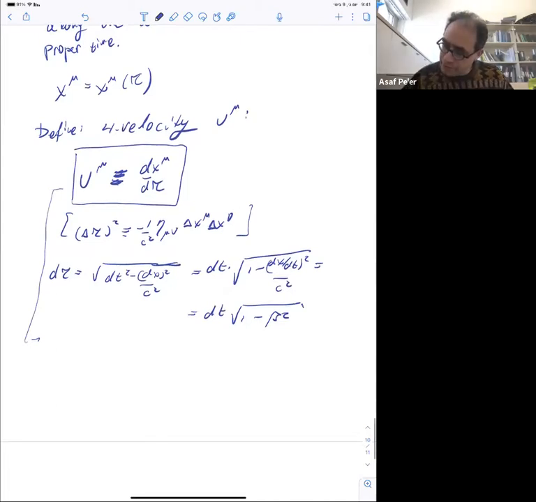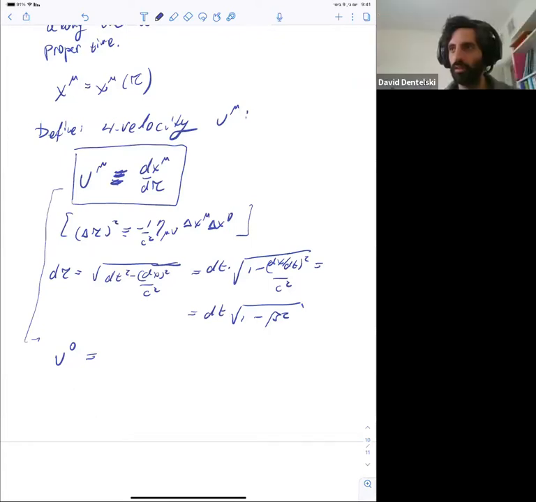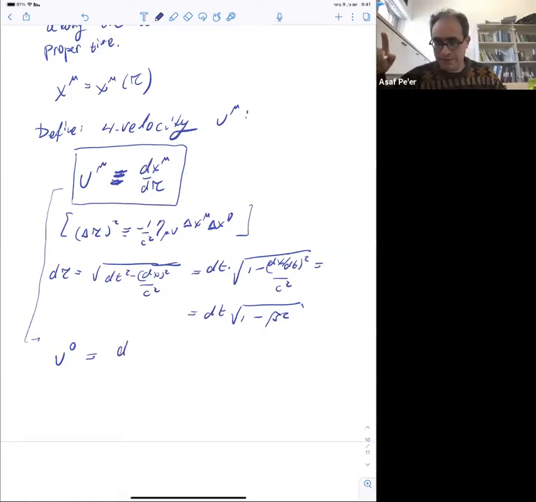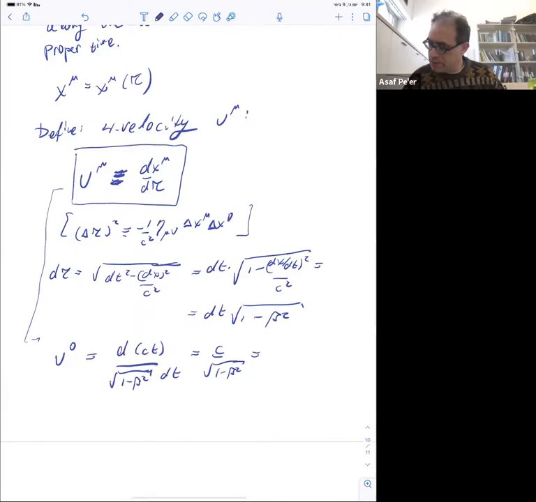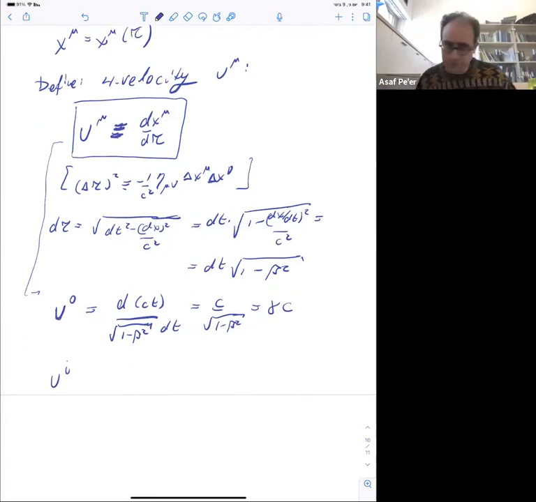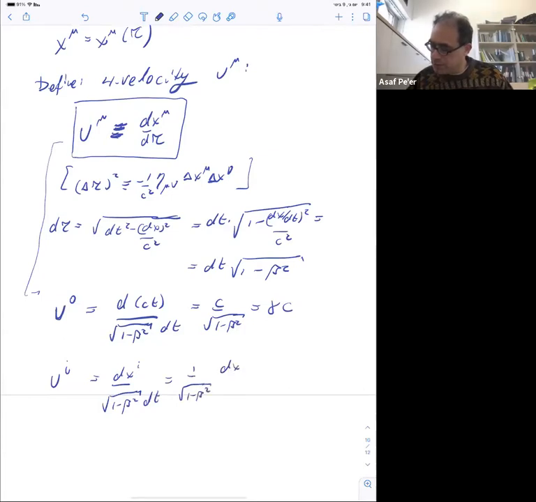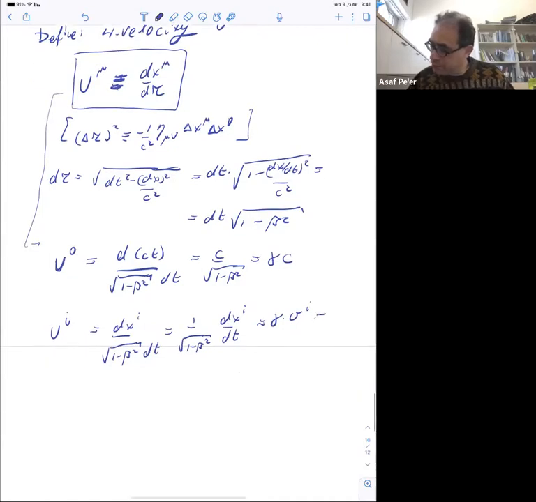So if I use that in the definition of u mu, then we have u0. What is u0? What is x0? CT, not plus b. X was defined with the CT. CT divided by the square root of 1 minus beta squared, dt. So it's just c over the square root of 1 minus beta squared, just gamma times c. This is the zeroth component of u. And the ith component of u is dxi over the square root of 1 minus beta squared, dt. Just 1 over the square root of 1 minus beta squared times dxi over dt. Again, gamma times vi, or if you want, gamma times beta i times c.